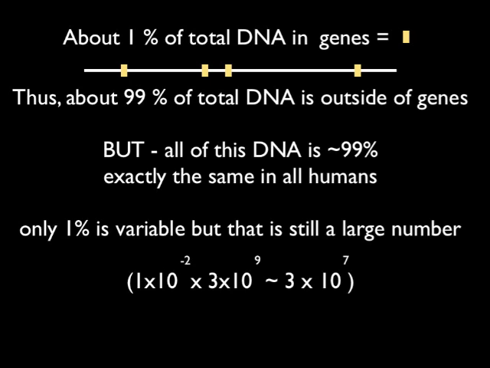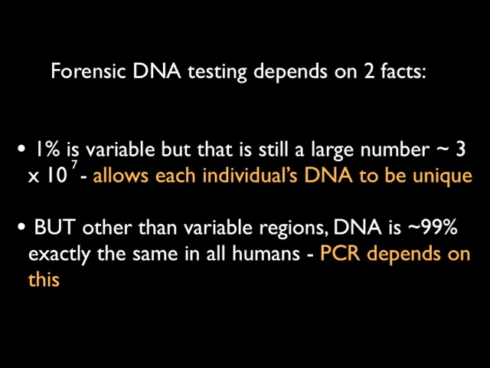So these two facts are what allow us to do DNA forensics. One, that 1% of our DNA, 30 million bases, is variable, allowing it to be unique in a single individual. And two, that 99% of our DNA is identical, so we can take advantage of the polymerase chain reaction, or PCR. You'll learn more about how PCR works in the next section.